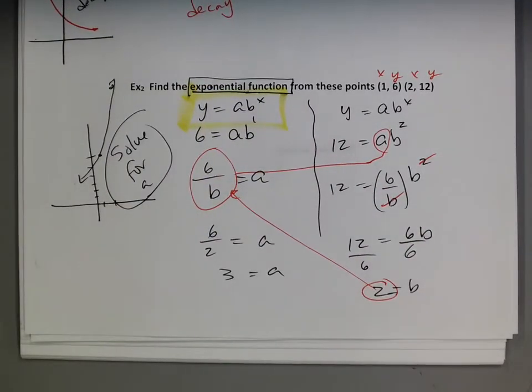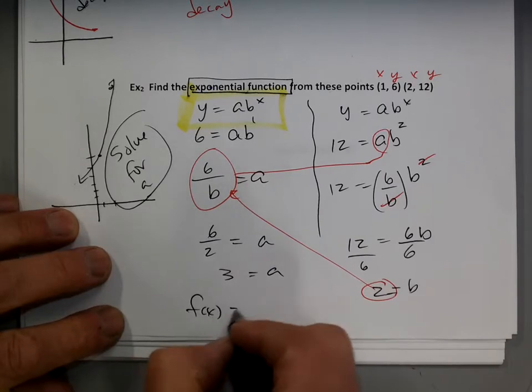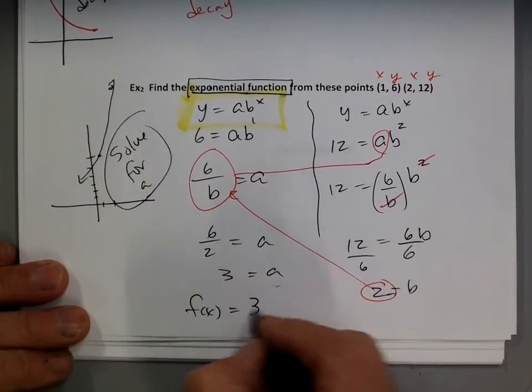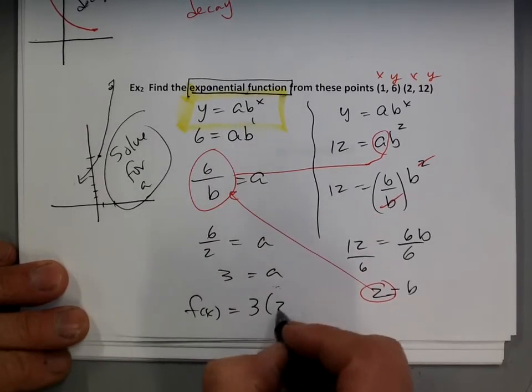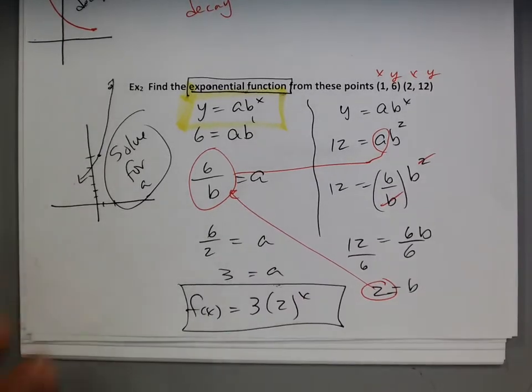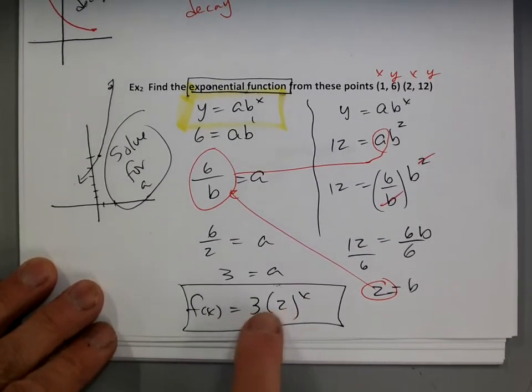So I know a and I know b, so my answer is going to be f of x, because it's a function, equals a, and we know what a is. A is 3, and we know what b is, times 2 to the x power. That's my exponential function. Okay, it starts at 3 and it doubles. Do not multiply these. That's not 6. Don't do that, okay?